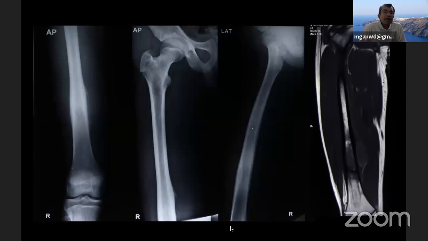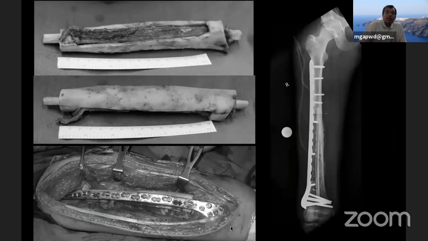Now, if the defect is long, as you can see in this particular case, then you combine it with a vascularized fibula.